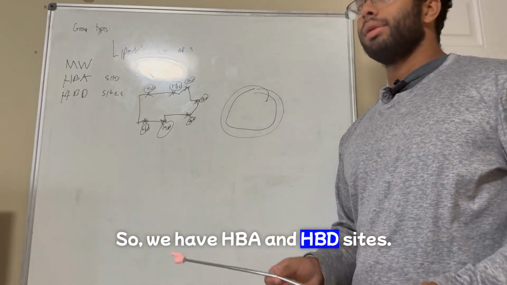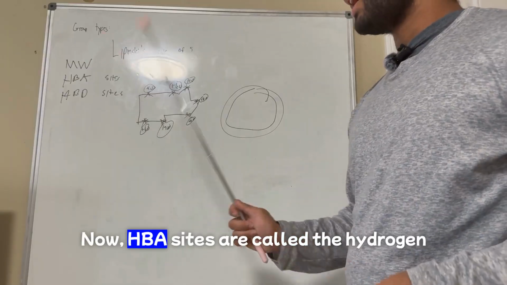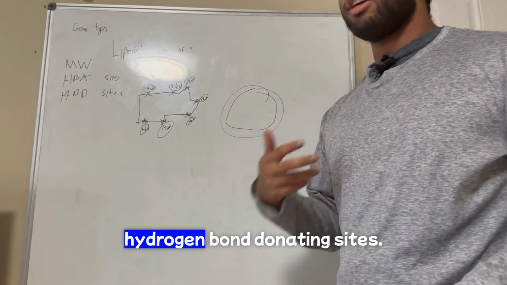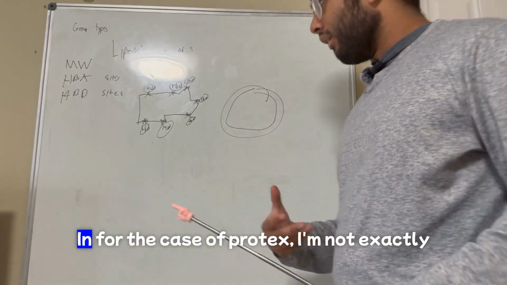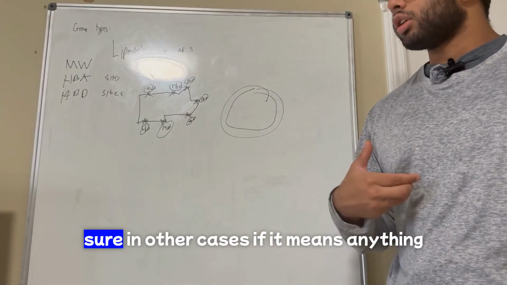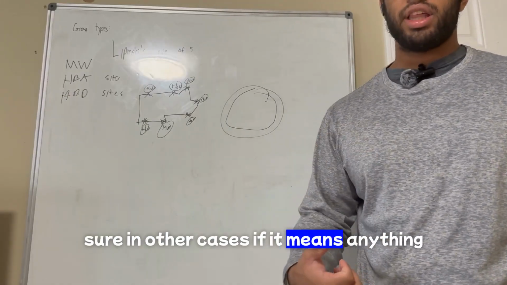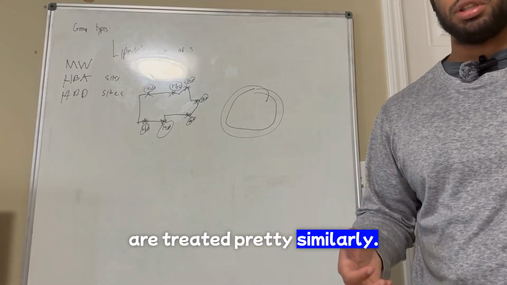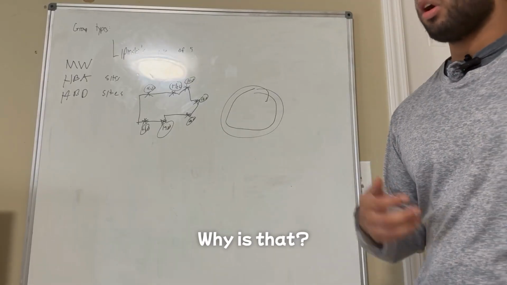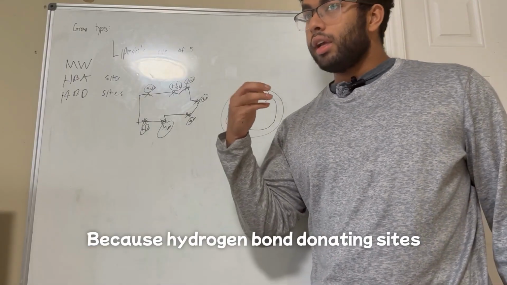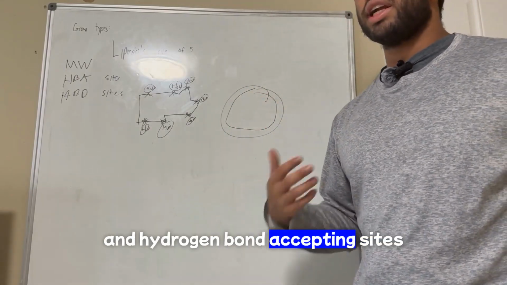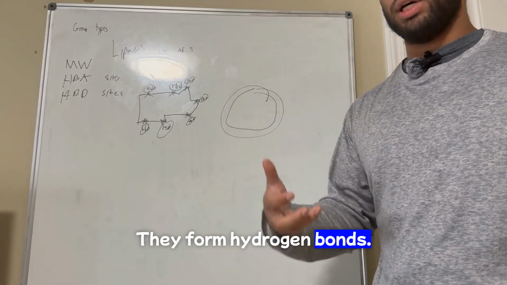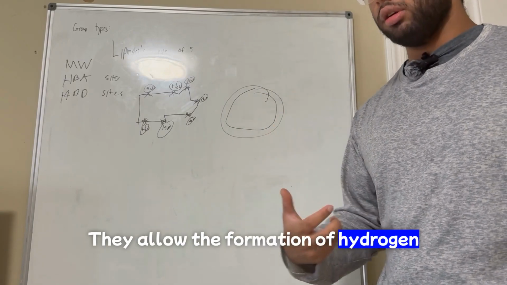Then we have HBA and HBD sites. Now, HBA sites are called hydrogen bond accepting sites, and HBD sites are hydrogen bond donating sites. And for the case of PROTACs, I'm not exactly sure in other cases if it means anything different. But what I can say is for PROTACs, these are treated pretty similarly, HBA and HBD sites. Why is that? Because hydrogen bond donating sites and hydrogen bond accepting sites essentially do the same thing. And what is that? They form hydrogen bonds. They allow the formation of hydrogen bonds.